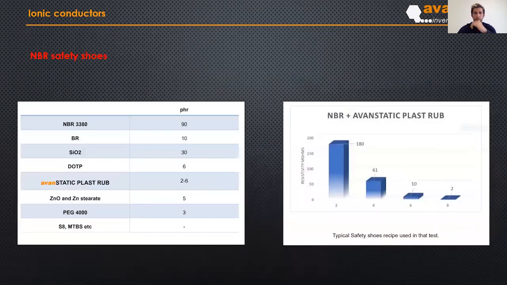your raw rubber. For example, this is a typical safety shoes outsole, formulated with 90% nitrile, colorless because it's silica, plasticized, the rest of the components, and using Avanstatic as the agent to generate the antistaticity. As you see, this is the volumetric conductivity that you get, for example, with 2, 4, 6, or 8%. It's possible to get even in the range of 10 to 6, very low. It is typical. It is the most common use.